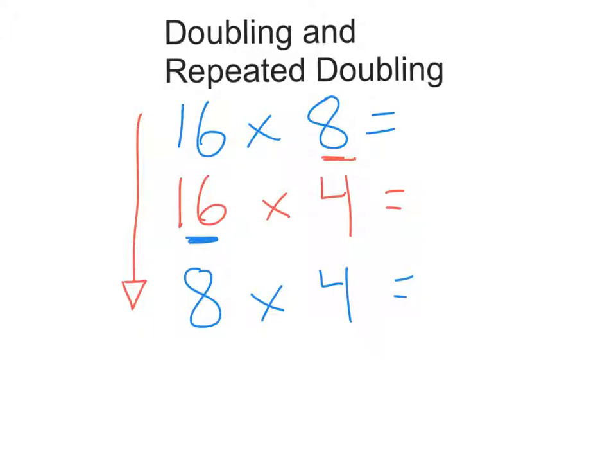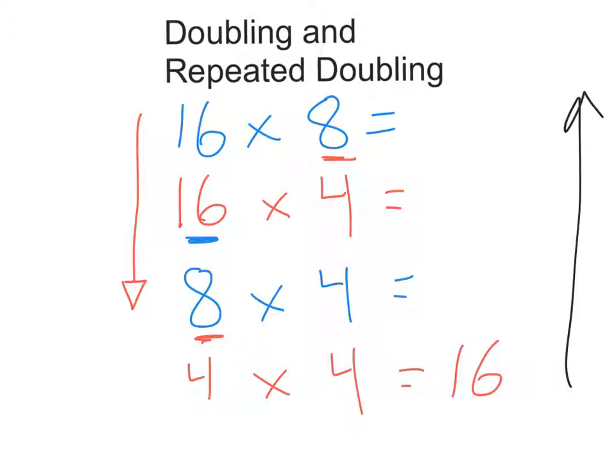But let's say I didn't know what 8 times 4 is. Well, let's cut another factor in half. Let's cut the 8 in half. 4 times 4. Do you know what 4 times 4 is? It's 16. So now what we're going to do is build our ladder going up, and each time we go up, we double, which means multiply by 2, our product or answer.